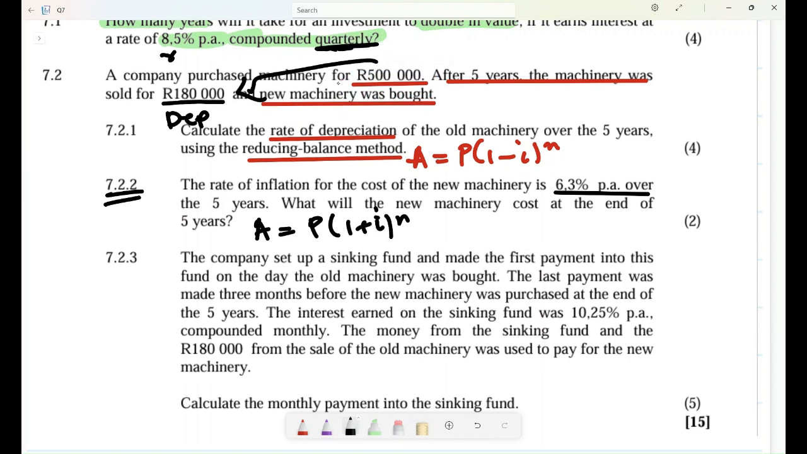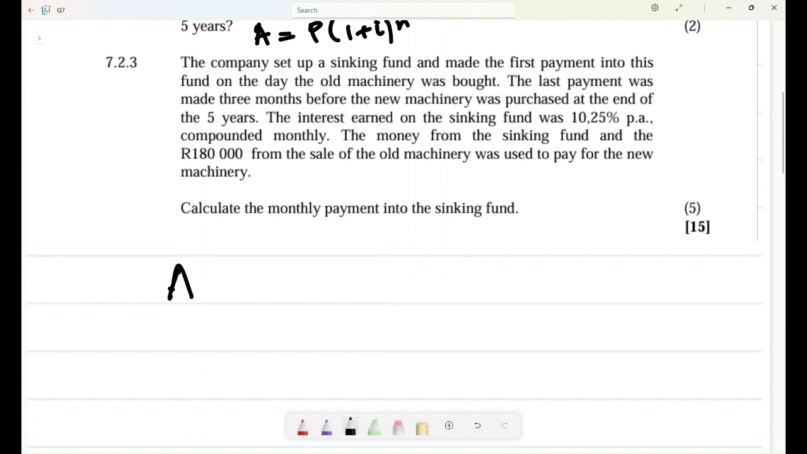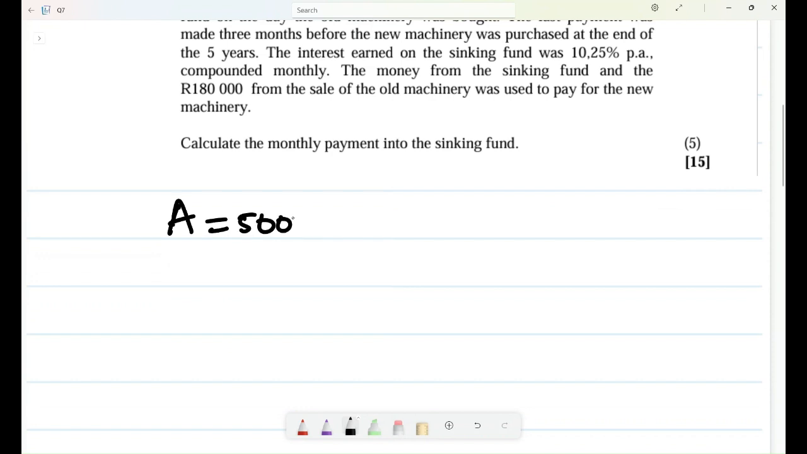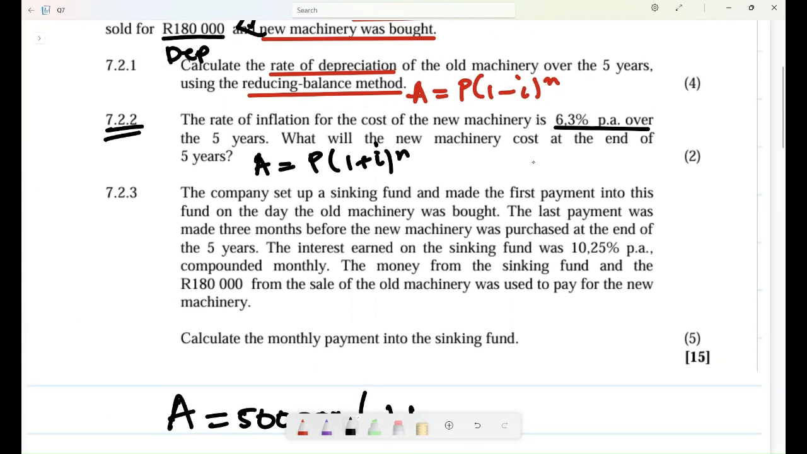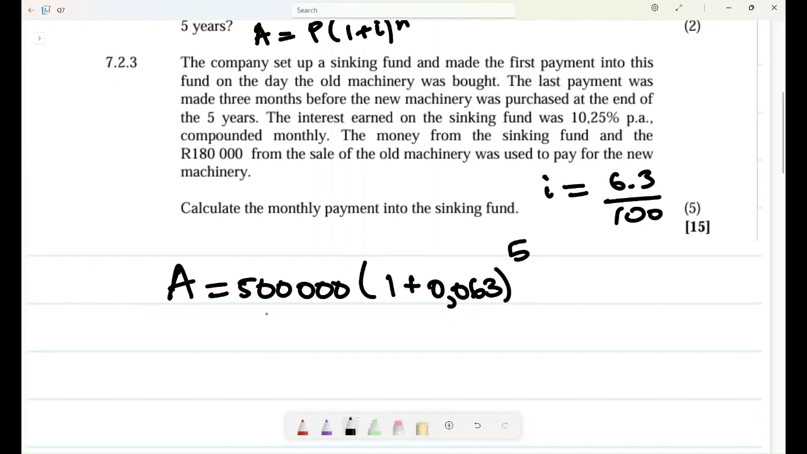It decreased to 280,000. But for inflation, this value here will increase. So let's prove using calculation. What is your principal amount? Your principal amount is 500,000. Then 1 plus I. What is your I? You were told it is 6.3, but remember we want I in terms of decimal. It is 6.3 divided by 100, so it's going to be 0.063. Then what is the number of years? It is 5 in this case.